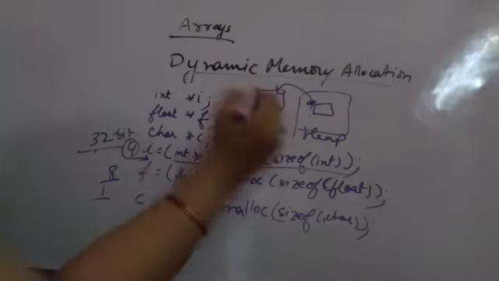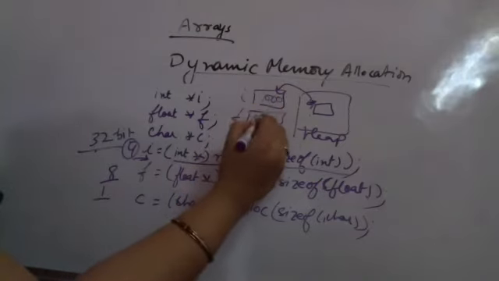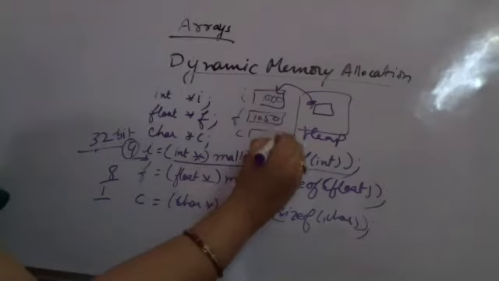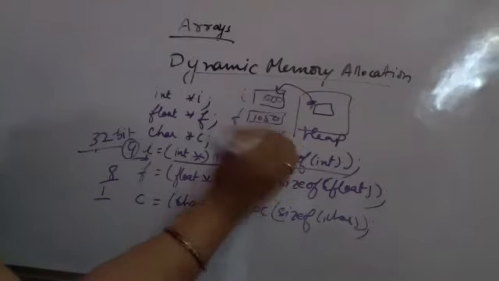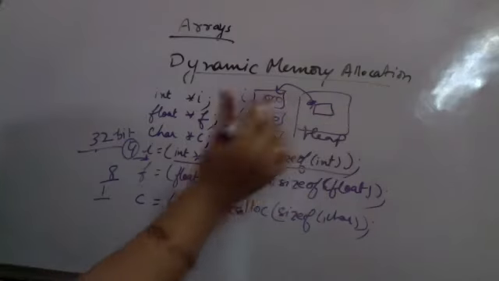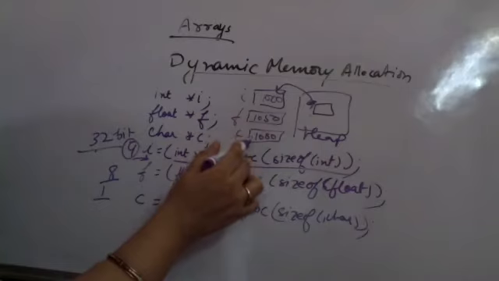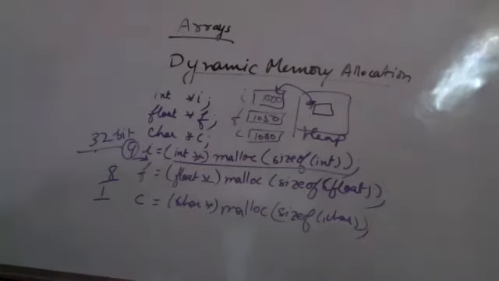अब क्या है I में भी कुछ एड्रेस है say 1000, F में भी कुछ एड्रेस है say 1050 and C में भी कुछ एड्रेस है supposedly 1080, but 1000 is pointing to 4 bytes of memory, 1050 is pointing to 8 bytes of memory, and 1080 is pointing only to a single byte of memory.